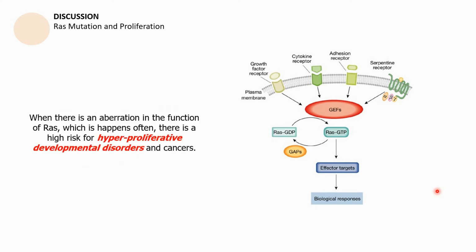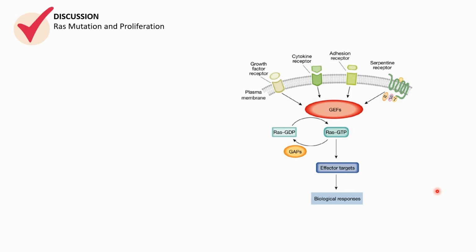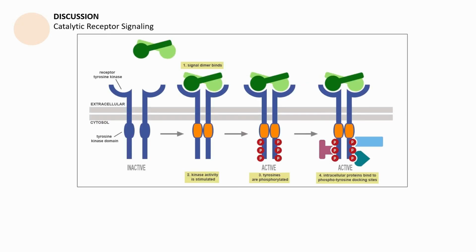Okay, so when there is an aberration in the function of RAS, which happens often, there is a high risk of hyperproliferative developmental disorders. Hyperproliferative, it means sobrang dami ng mga cells na mapoproduce, sobrang bilis ng cell division process. And thus, because of that, pwede rin it is going to lead to cancer. Okay, so kasi ganun lang naman yung diba, yung cancer, and the way we know it, it's just uncontrolled cell division. The next part is going to be catalytic receptor signaling.